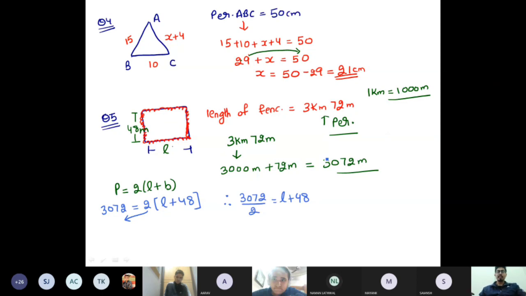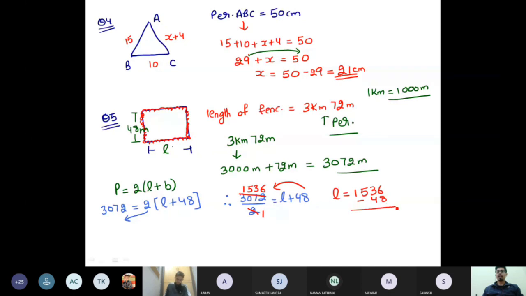Yes, students. Can I write it like this? Now, if we cancel them out, 2 ones are 2, and we get 1536. I can write it like this. This 48 is in addition. When it goes here, it will be in subtraction. So length will be how much? 1536 minus 48.